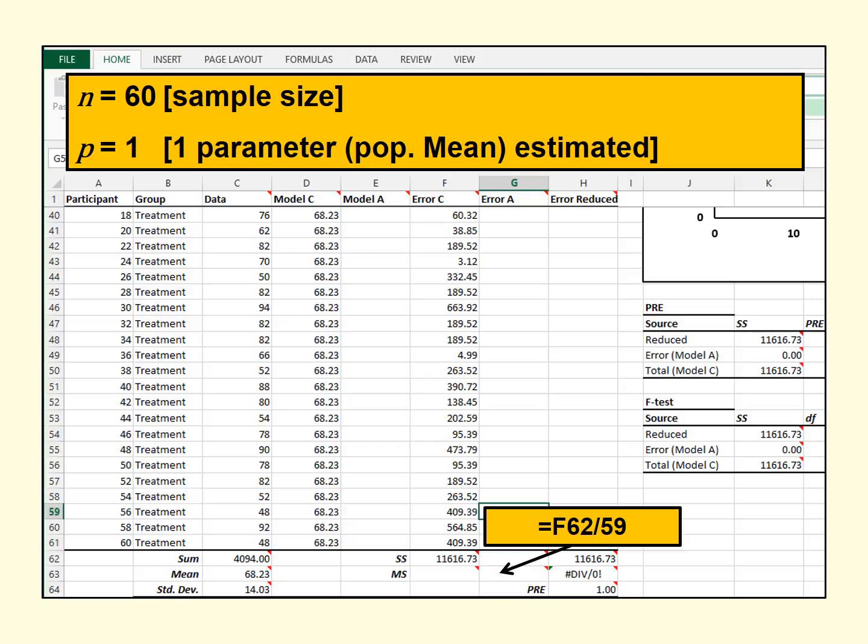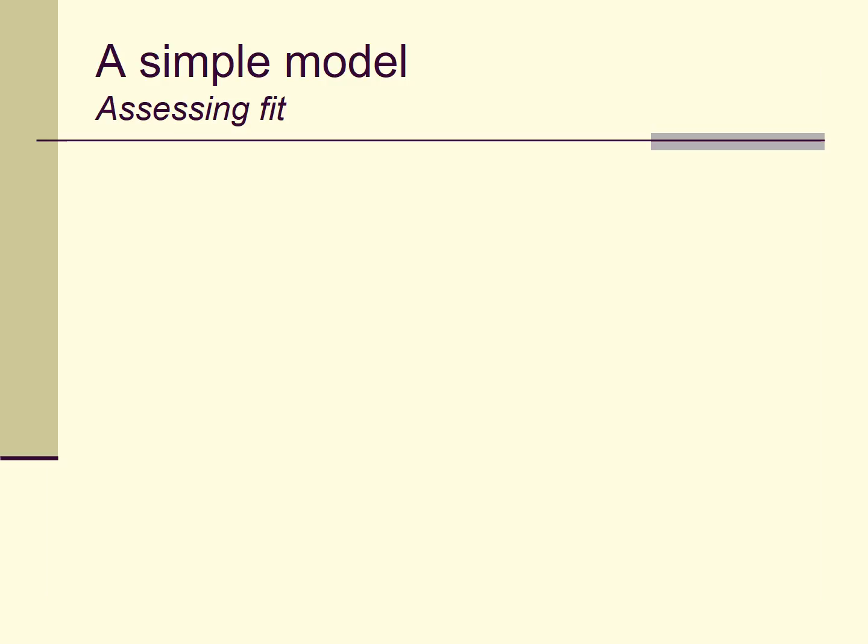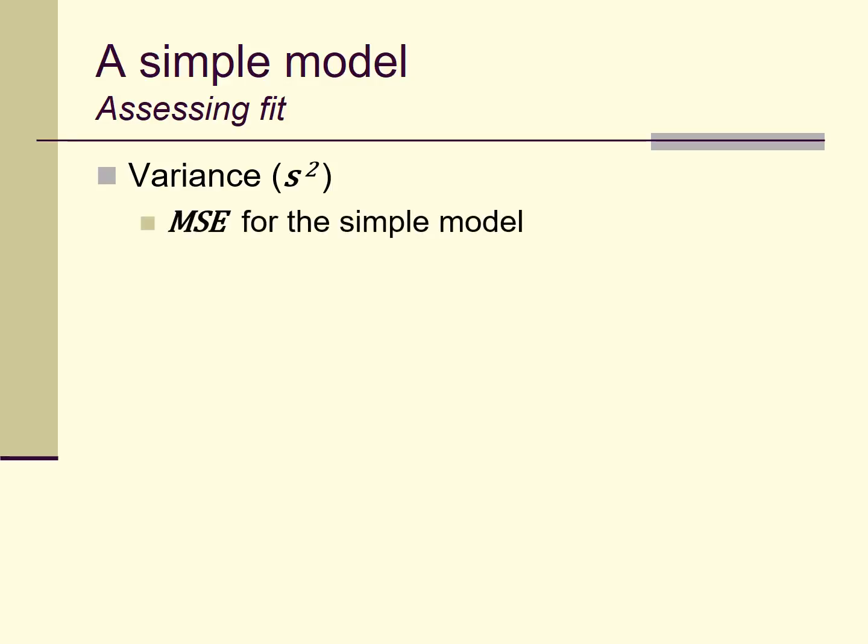Sample size is 1, is 60, parameter estimates is 1, so I can create the mean squared error pretty simply. Now, if all of this is sounding familiar, it's probably because you recognize that formula as the formula for variance. Variance is just the mean squared error for the simple model, where the simple model is just the group mean. So back in an earlier class, you've certainly encountered the formula for the mean squared error, where, for variance, which is, again, just mean squared error, where the model is the sample mean.